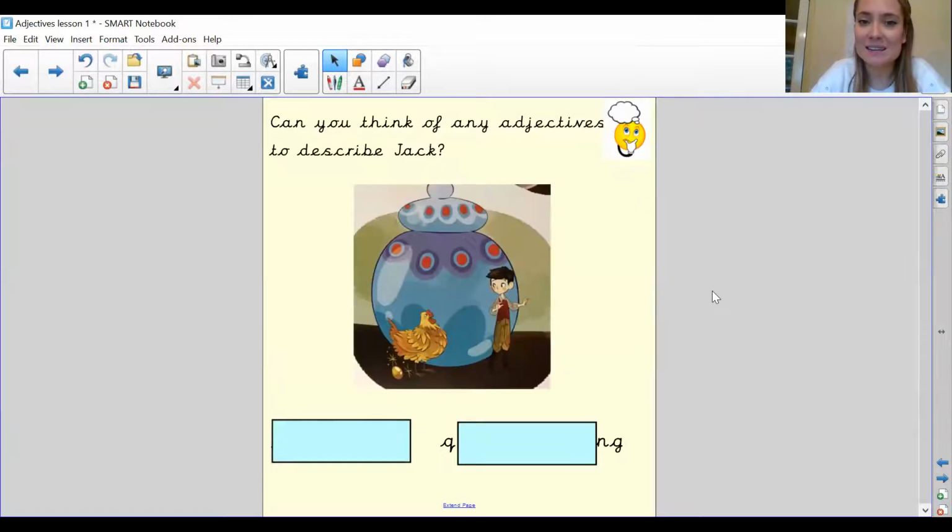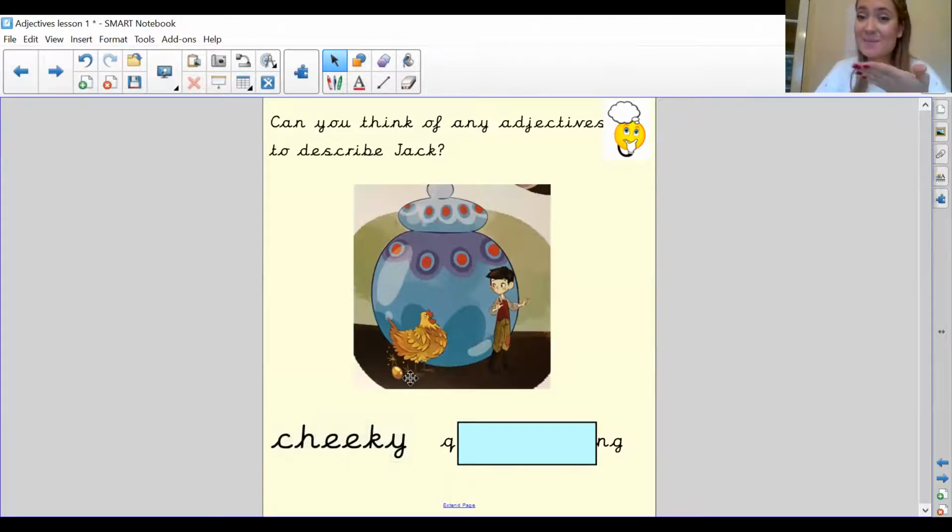Okay, look at this picture now. How could we describe Jack in this picture? Can you tell me? And tell me why you're using those adjectives. Good, fantastic. Now I've thought of the adjectives. Cheeky. Now he was very cheeky, wasn't he? He took the golden hen which laid golden eggs from the giant. So I've said he was very cheeky.